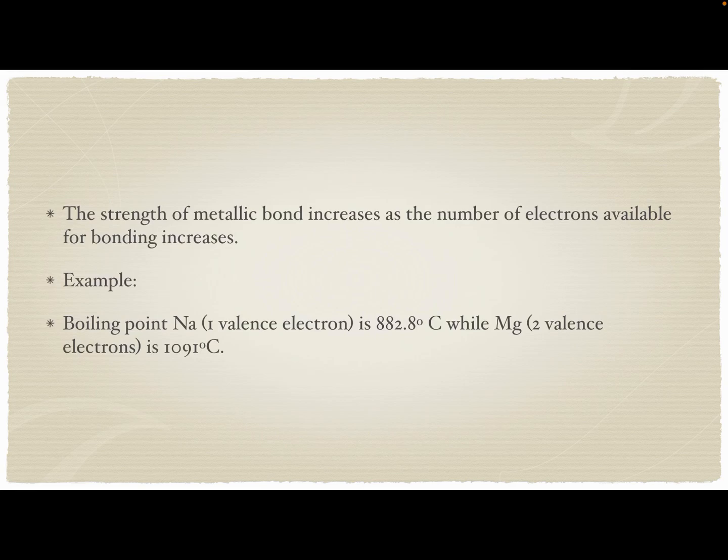This is why the boiling point of sodium is lower, which is 882.8 degrees C, while magnesium has a higher boiling point, which is 1091 degrees C, because more energy is required to overcome the stronger metallic bond in magnesium.